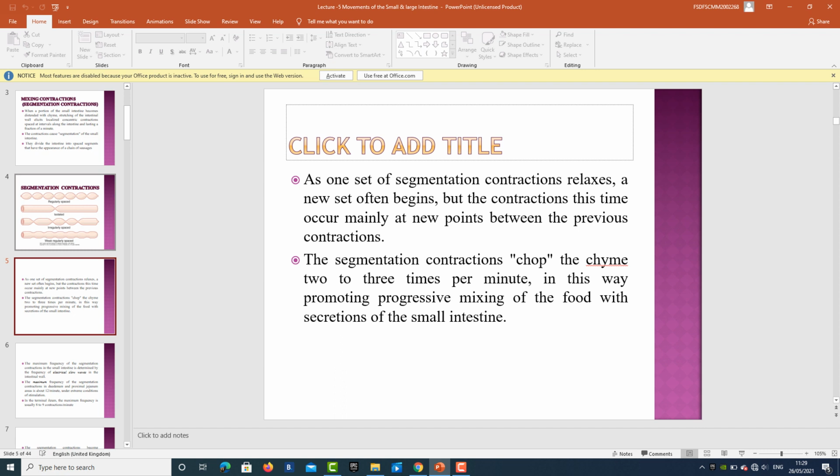The segmentation contractions actually do chopping. By contraction, the food contents are broken down, divided and subdivided into smaller pieces so that absorption is enhanced. The chopping takes place 2 to 3 times per minute in this way, promoting the further progressive mixing of the food with secretions of the small intestine.